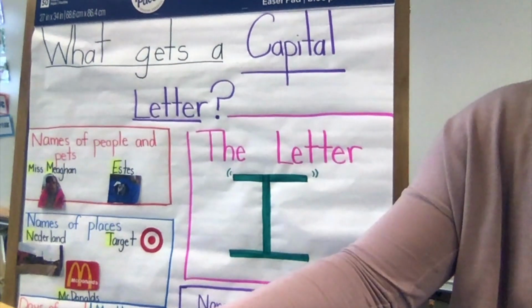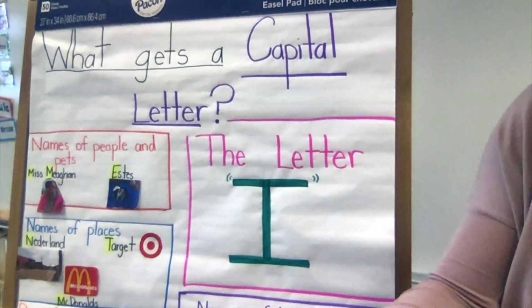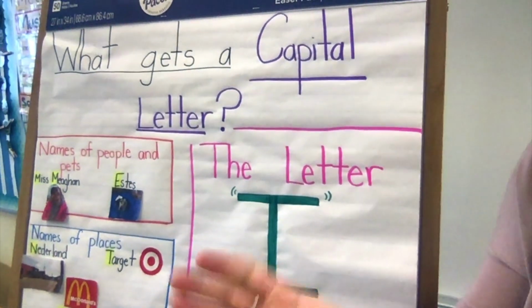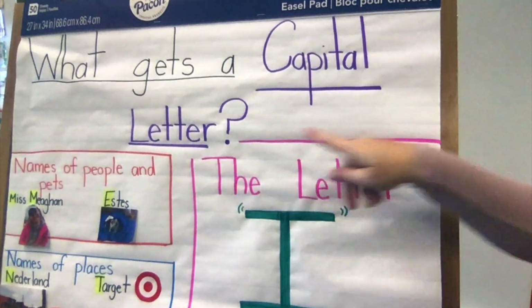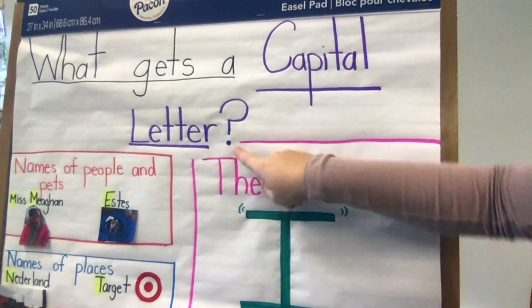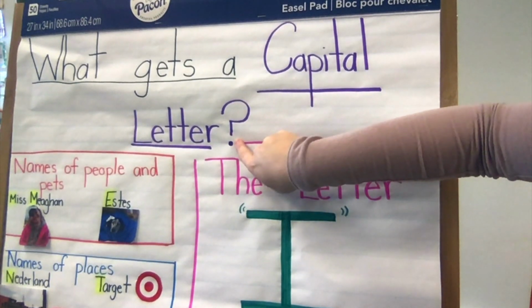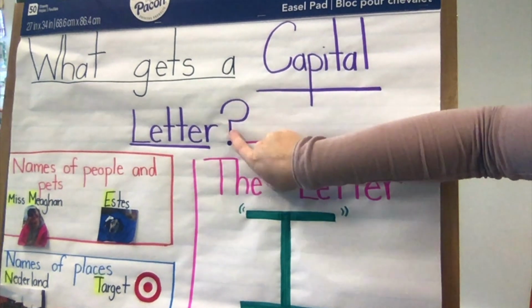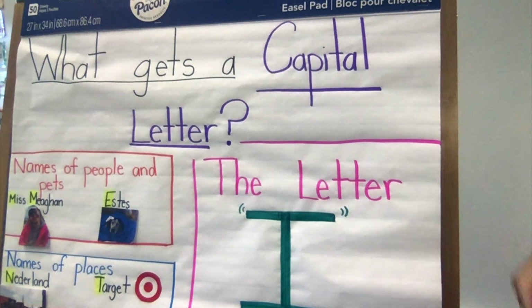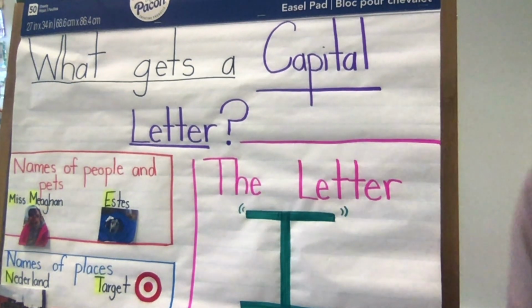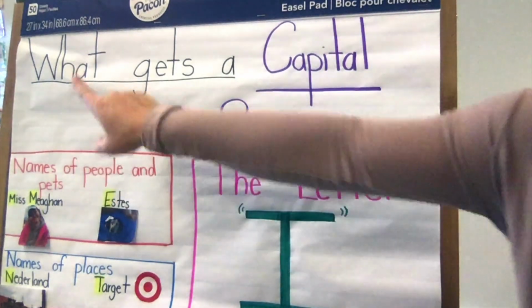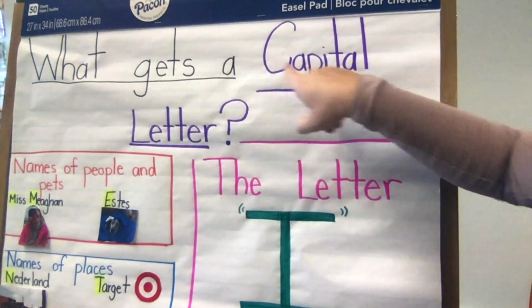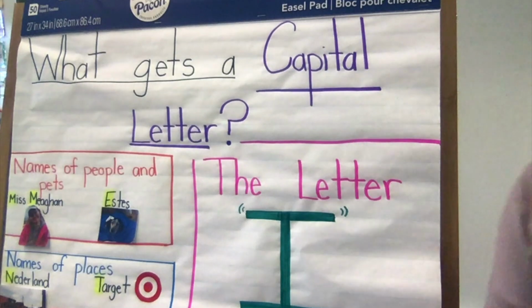And I'm going to move you guys a little bit closer so everyone can see. Here's the title of my chart up at the top. And if you notice, I have a punctuation. What punctuation is that? That's right, it's a question mark. So here's my question. Before I started writing a sentence today, I asked myself, what gets a capital letter? What gets a capital letter?